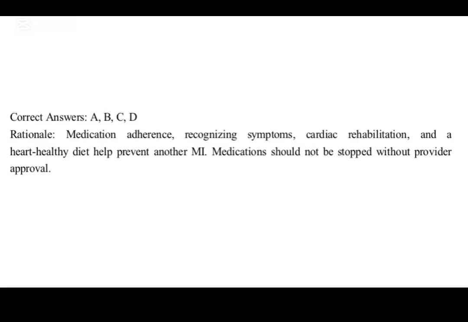Correct answers: A, B, C, D. Rationale: medication adherence, recognizing symptoms, cardiac rehabilitation, and a heart-healthy diet help prevent another MI. Medication should not be stopped without provider approval.